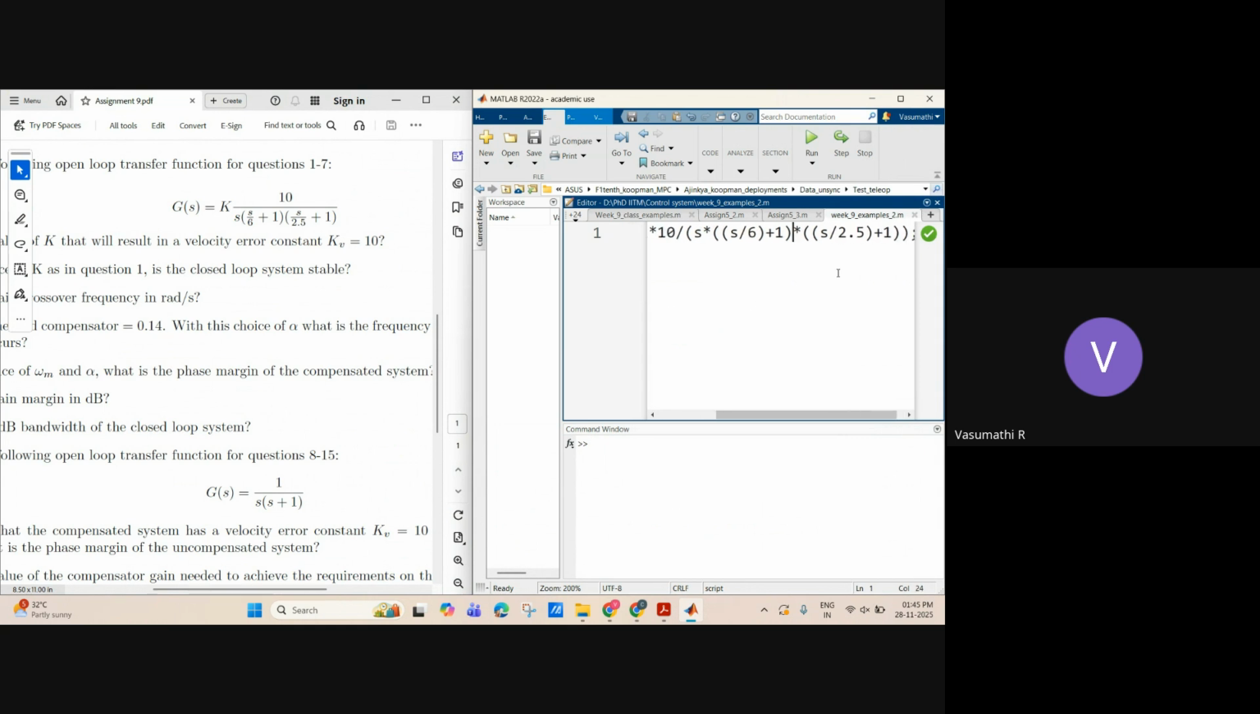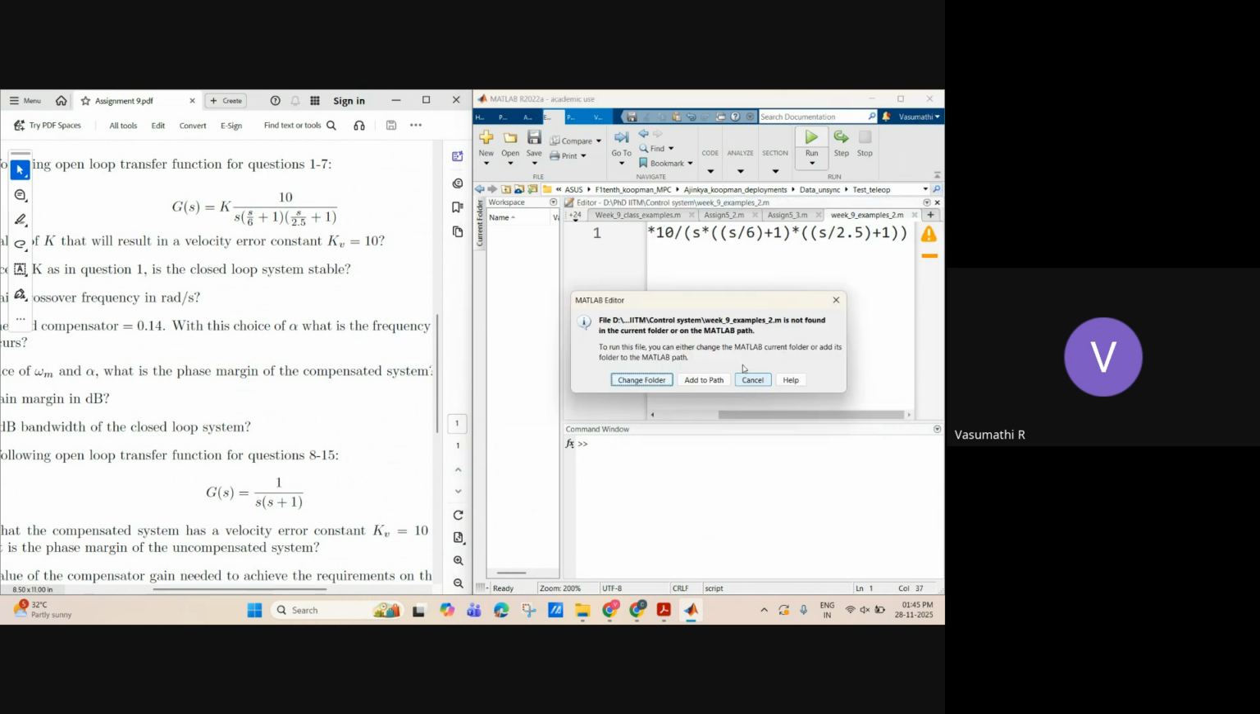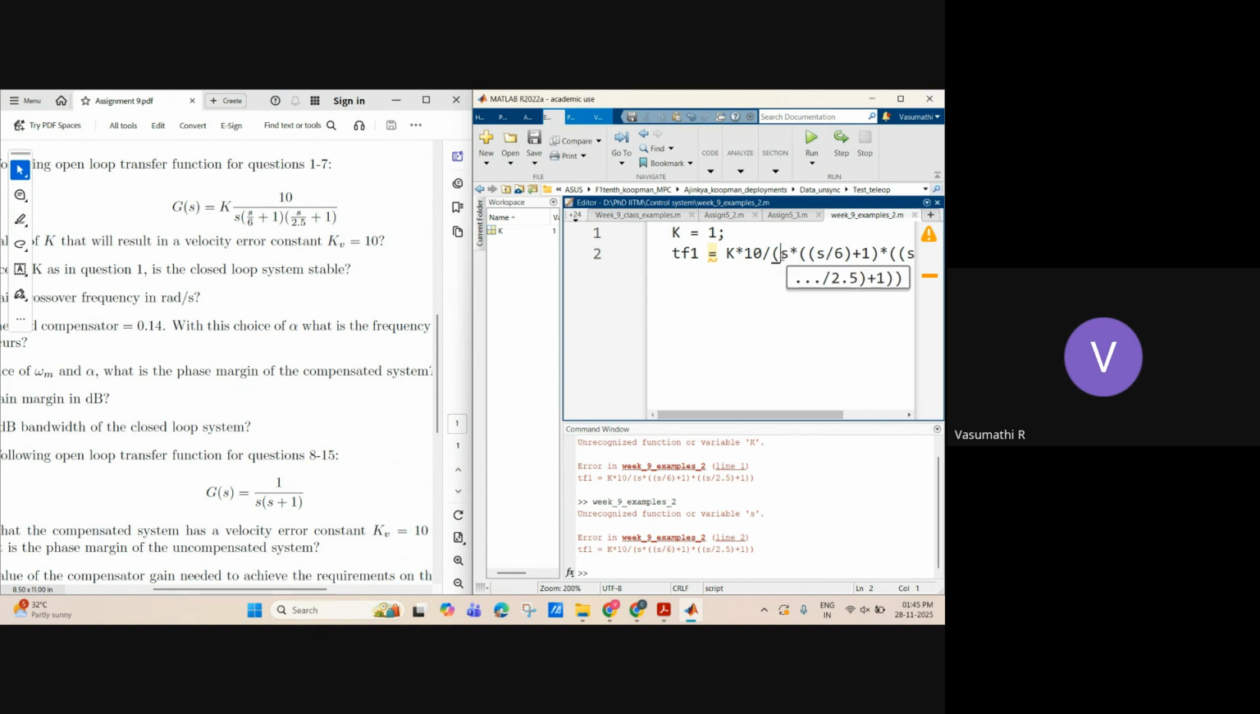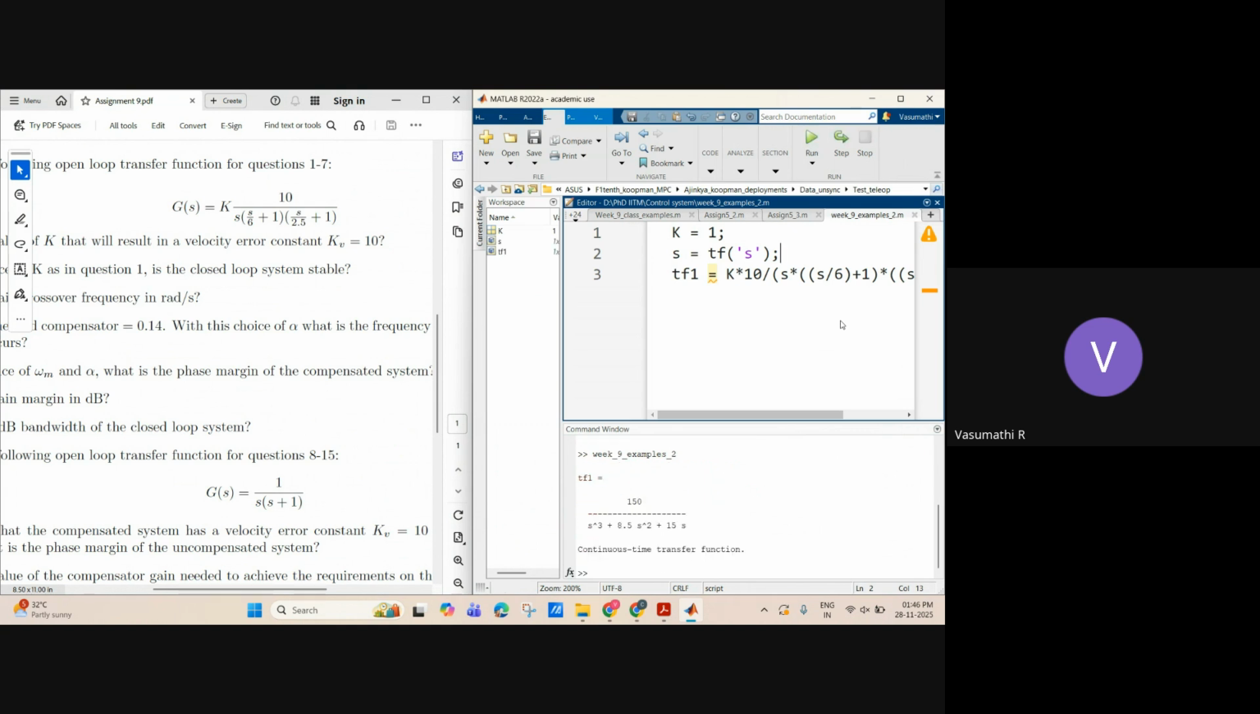We'll first check whether the transfer function is right or not. I'm taking k equal to 1 for now to check. This is equal to f of s. I'm defining the transfer function with variable s. Okay, 250 divided by s cubed, some s constant won't be there because everything will be multiplied by s, right? Okay, good.